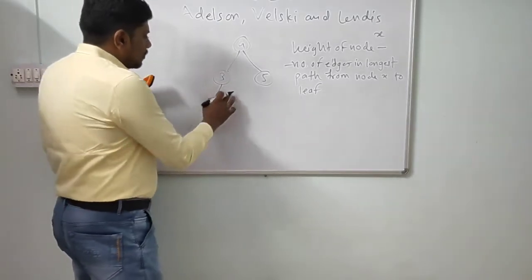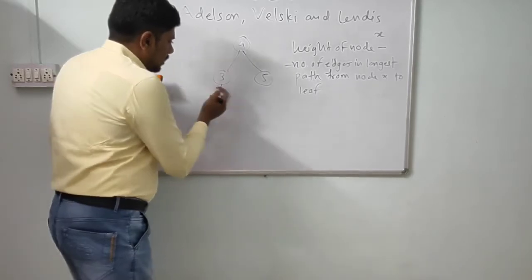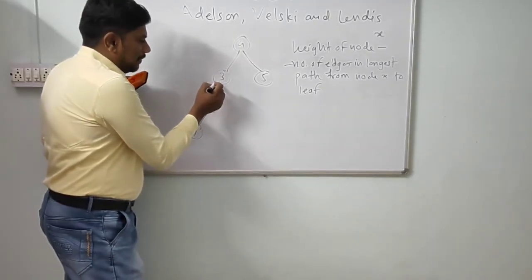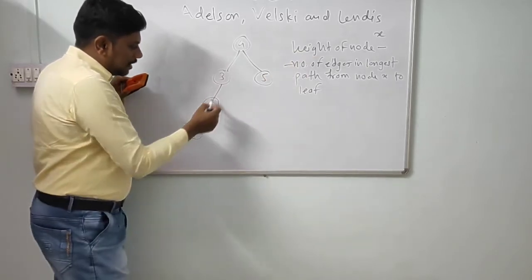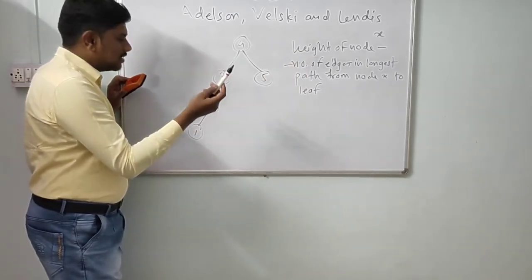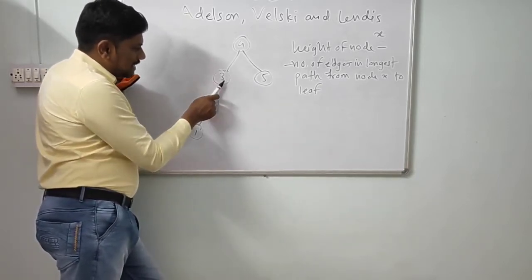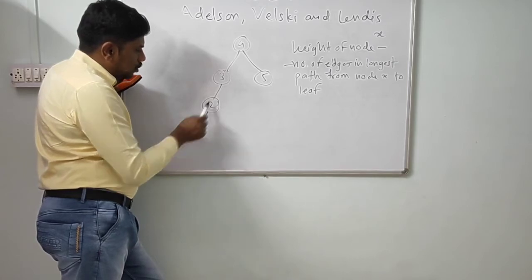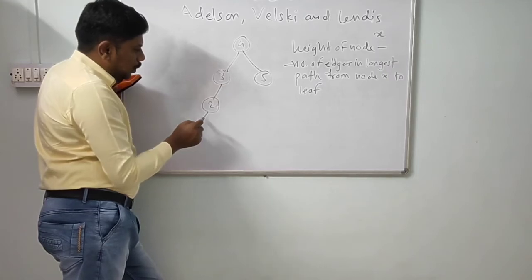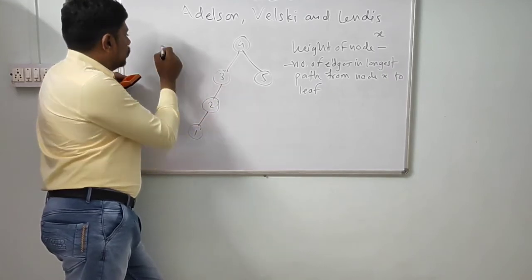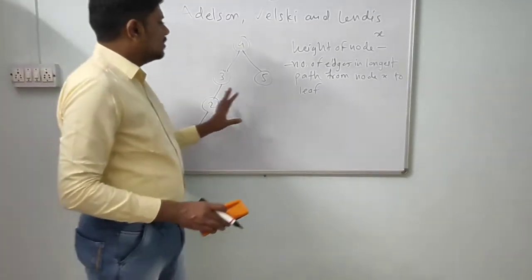So consider this 3. What is the height of 3? Now here there is only one path. There may be multiple paths available, but in this tree only one path is there to reach from this 3 node to its leaf. So this is the path, and how many edges are there? 1 and 2. So the height of this 3 node is 2.